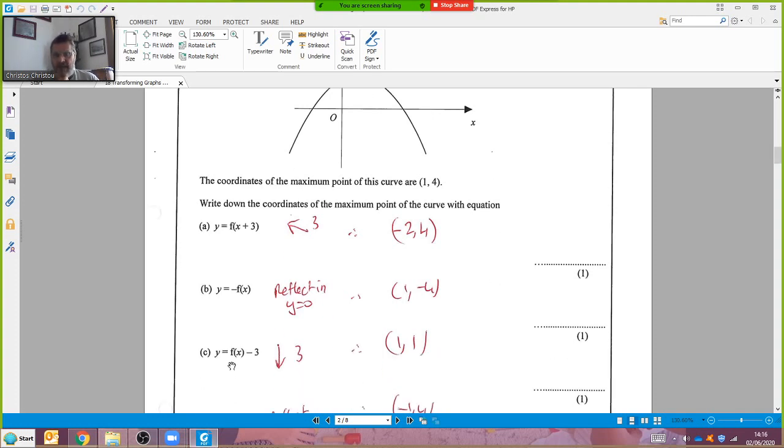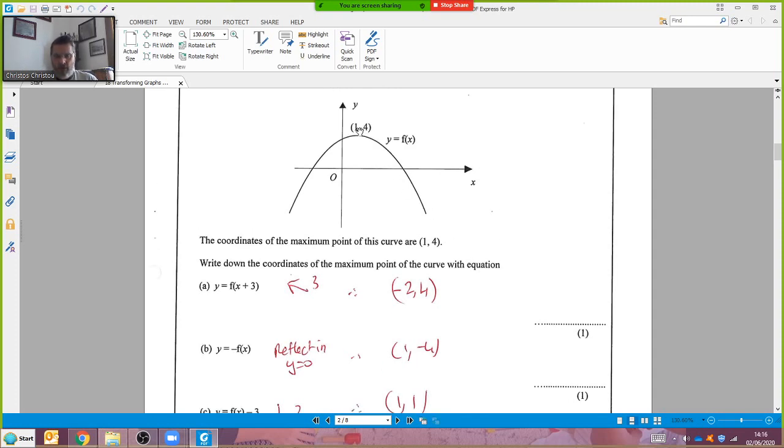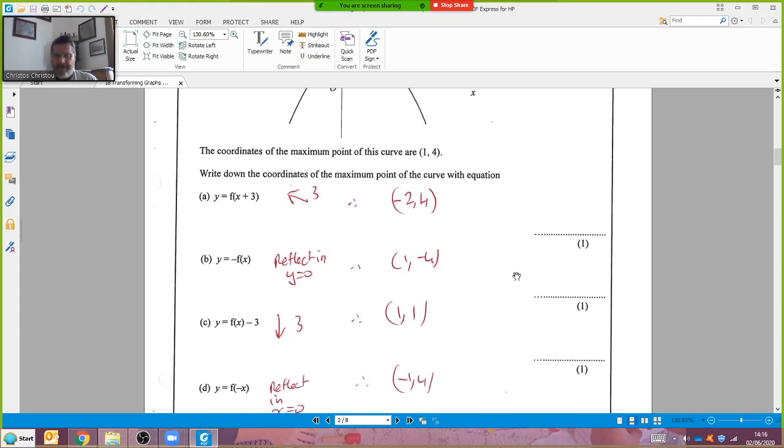Here, f of x, then minus 3, drop it down 3 units, translation vector 0, minus 3. So if I go 1, 4 and take away 3 off my 4, I go 1, 1. So about here somewhere. There's your answer.